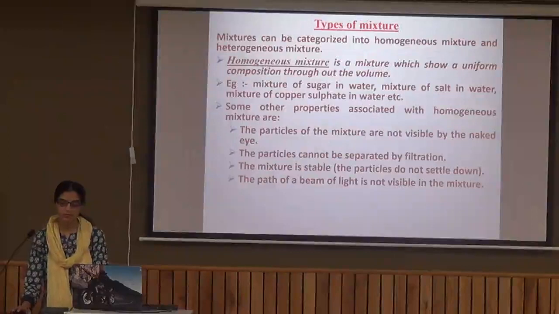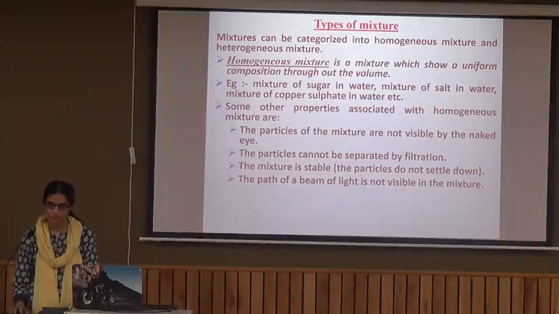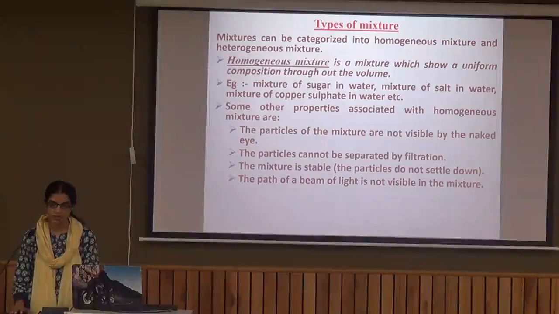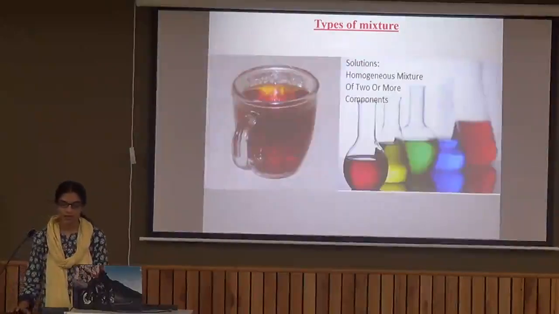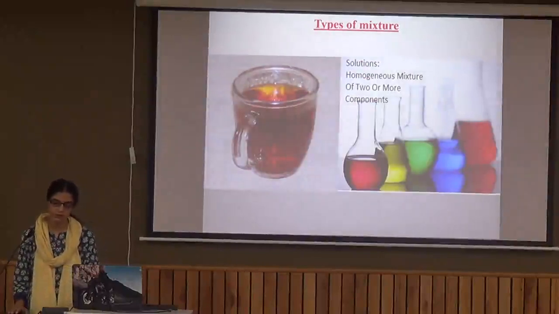Then we have types of mixtures, that is of two types, homogeneous and heterogeneous mixtures. Homogeneous mixtures are those which have properties all alike in all the parts of the mixture, meaning the properties are the same throughout. When we talk of homogeneous mixtures, we take mixtures like sugar solution, salt solution, etc. Once the sugar or salt is dissolved, the properties of the mixture throughout the solution are the same. Here are some examples of homogeneous mixtures where you see uniform distribution of the solute throughout the solution.